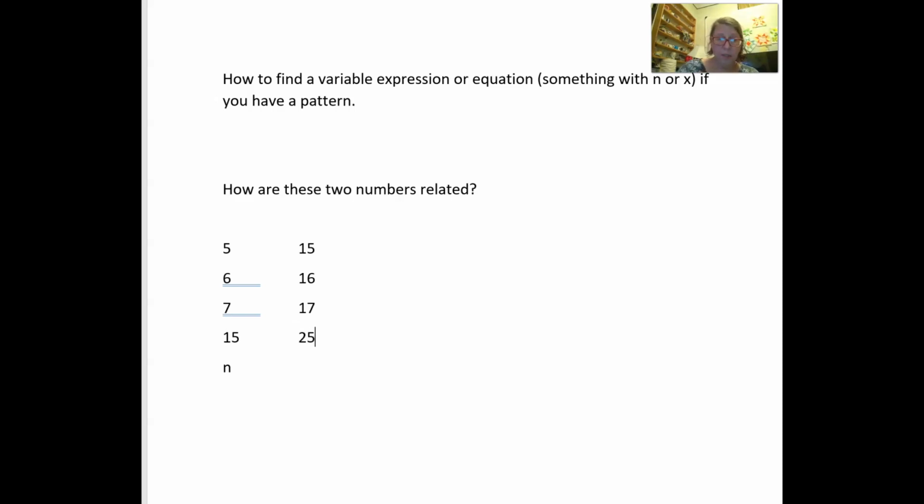So this next one should be 25. How am I getting that? Because I'm adding 10. So 15 is 5 plus 10. 16 is the 6 plus the 10. 17 is 7 plus the 10. Equals. And so this is going to be 15 plus 10. We're just doing the same thing, which is 25.